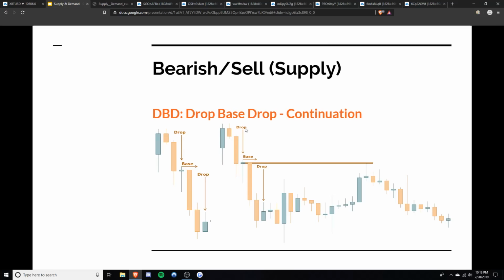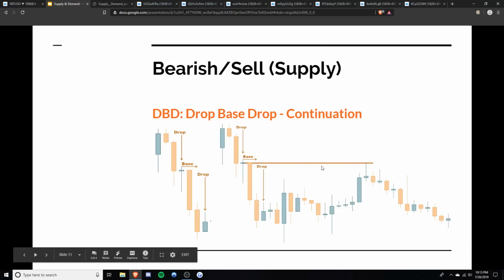Now we have a drop base drop continuation pattern. We have a drop, a base, a drop. Same area of price over here. Drop, a base, a drop. You see this tiny little candle. Look how precise that is. That would have given you the best entry possible on this.